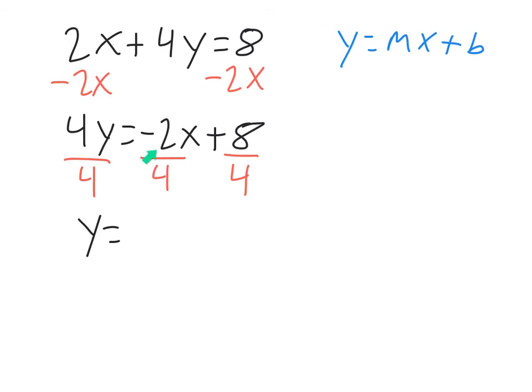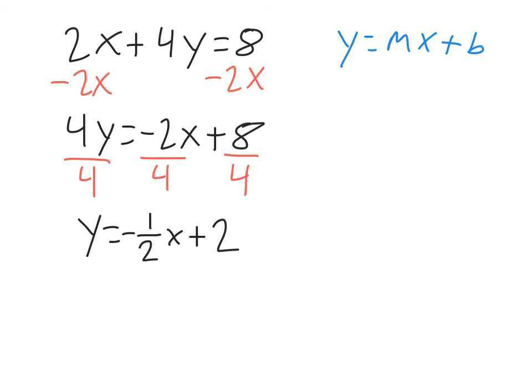Then we have negative 2/4. This can be reduced. So we have just one negative, so it will be a negative, and then 2 over 4, well, they can both be divided by 2, right? So 2 divided by 2 is 1. 4 divided by 2 is 2. So 1/2 is the same thing as saying 2/4. Then we have our x plus, and then 8 divided by 4 is 2.